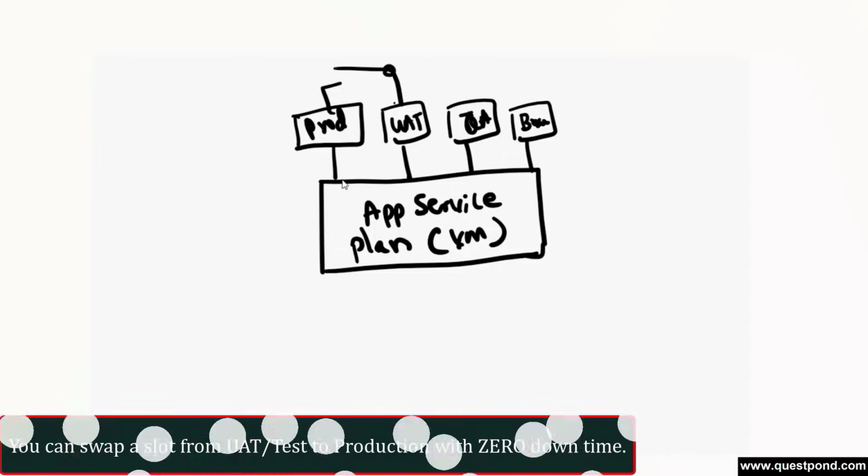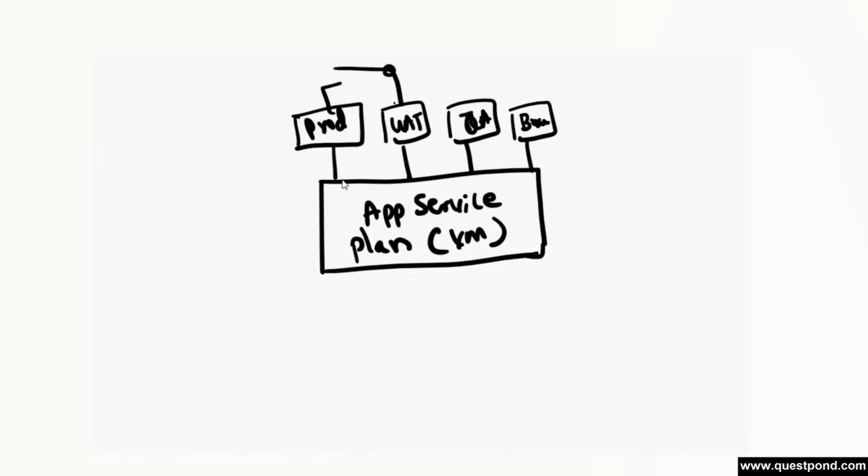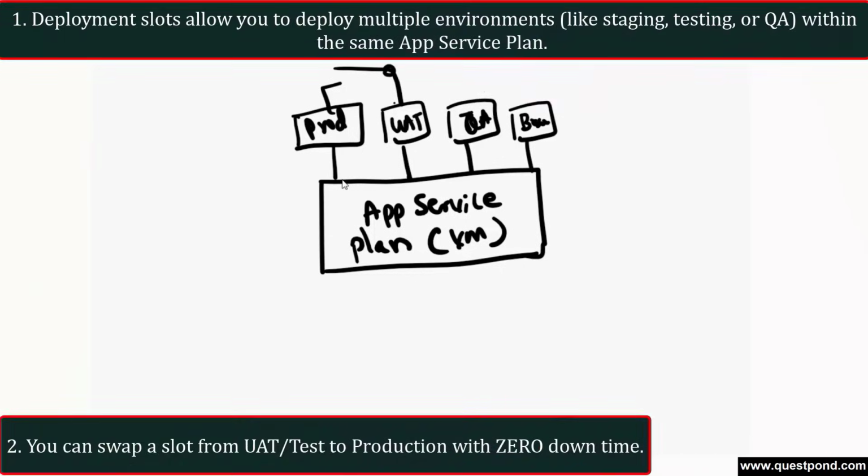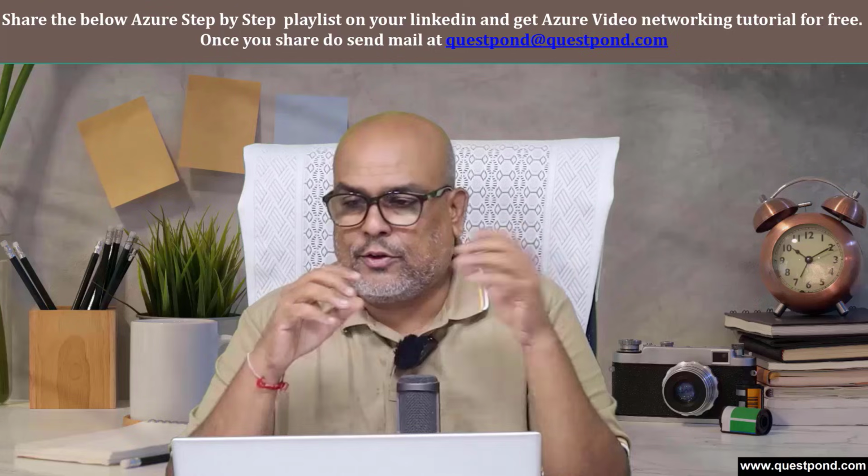So basically deployment slots allow you to deploy multiple environments in the same app service. You don't get charged for it extra. And once one of the slots has been tested, you can just say swap. I'll show you the button where it is in the demo. You can just say swap and this becomes production and this becomes UAT.